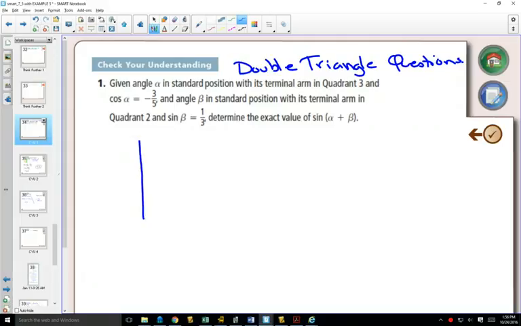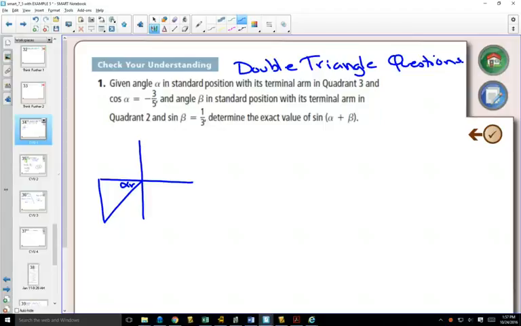So what do we know about alpha? We know it's in quadrant 3. So in these double triangle questions, there will always be enough information for you to tell in which quadrant the angle is. This is the easiest one because it's really obvious because it tells you quadrant 3. Sometimes they'll tell you cos of alpha is -3/5 and tan of alpha is bigger than 0. So that would also tell you it's in quadrant 3 using the CAST rule, but it would be a little bit harder.